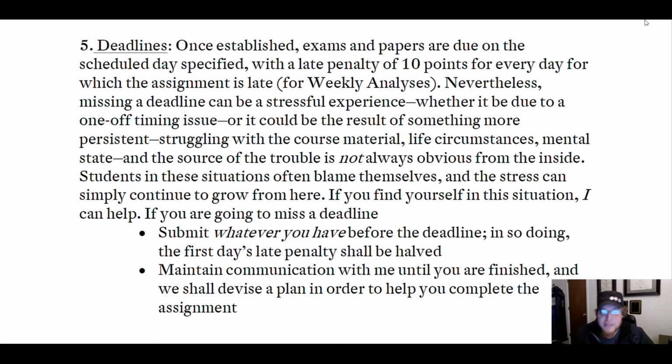And then also maintain communication with me until you're finished. And we'll figure out a plan to help you in order to have you complete the assignment. So you and I will work on that together. Okay, so just because something's happening where you're feeling overwhelmed, you don't think you can complete the assignment, don't despair. Get in what you've got, and we'll make it work.